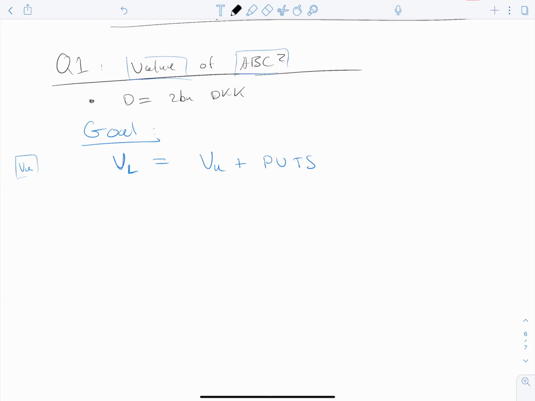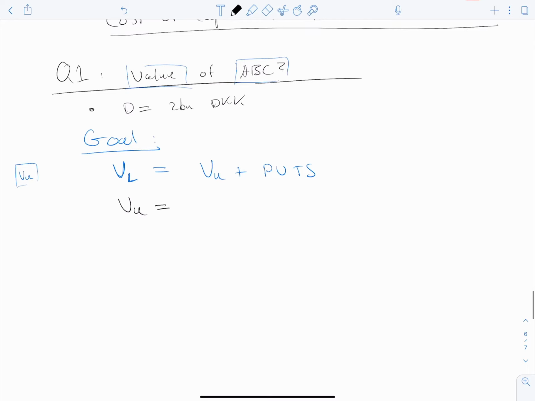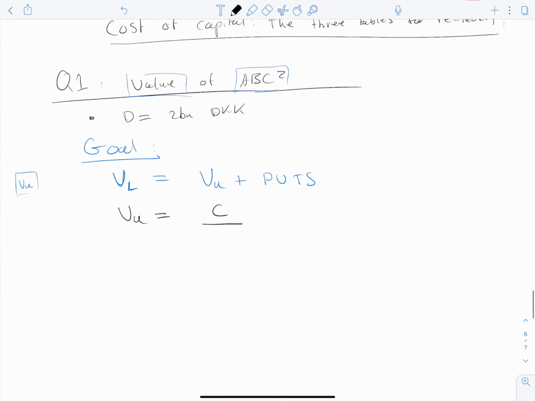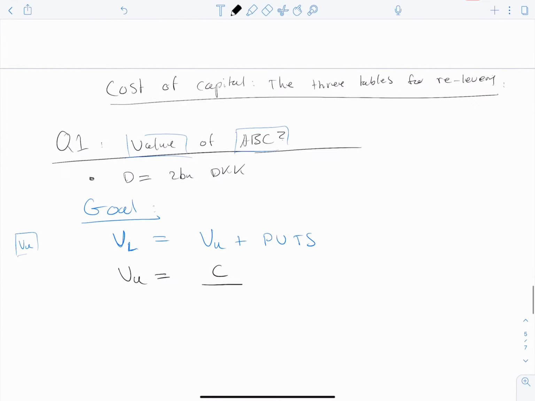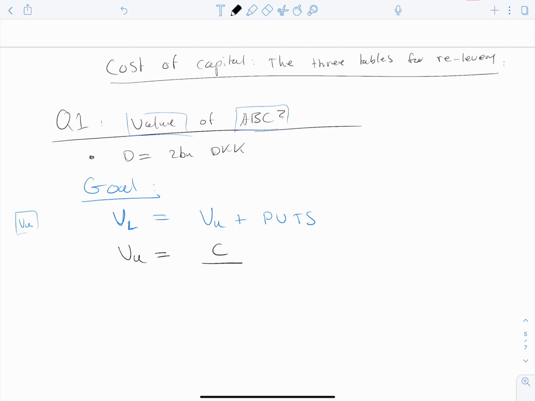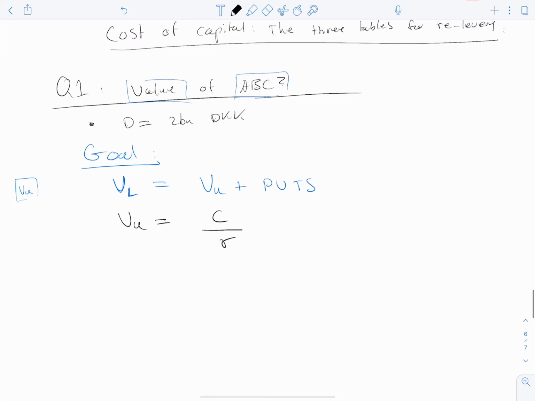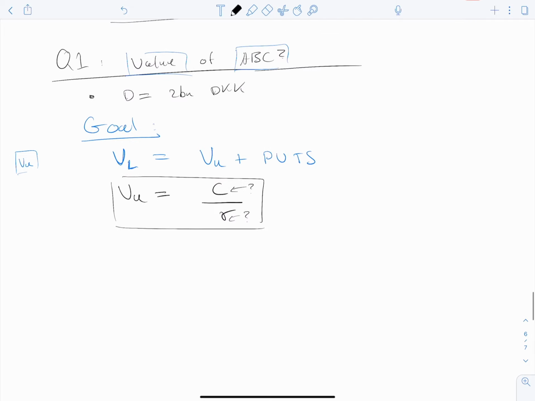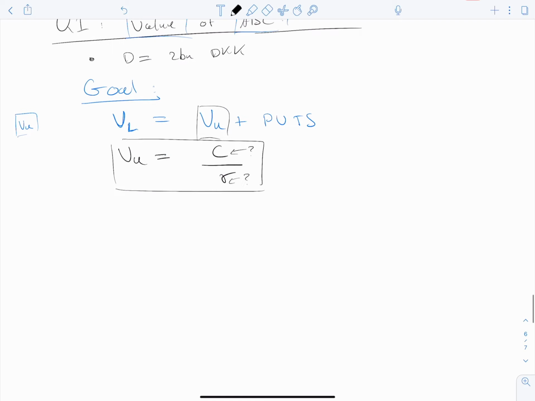I can find this by starting with the value of the unlevered firm. If I assume that there's no debt at all, how do I price something like this? I take the cash flows. The exercise text says that it generates some cash flow in perpetuity. So the value of the unlevered firm is going to look something like C over R. Now we just need to find what C and R are, and then we can fill out this part. Then we're off to a good start.